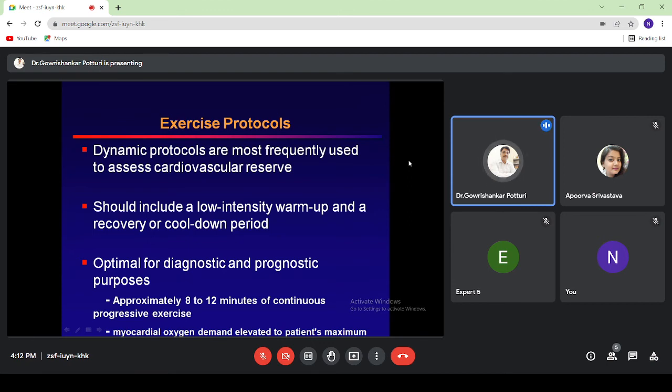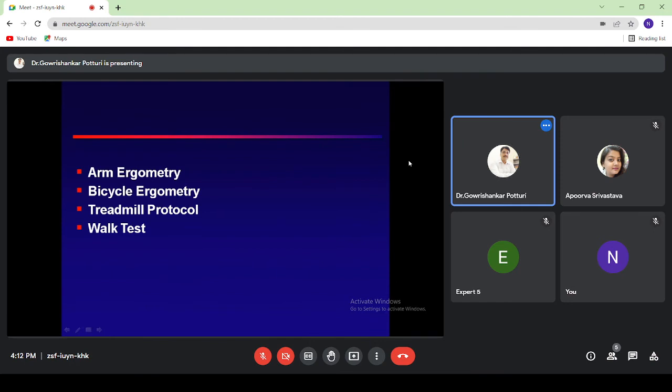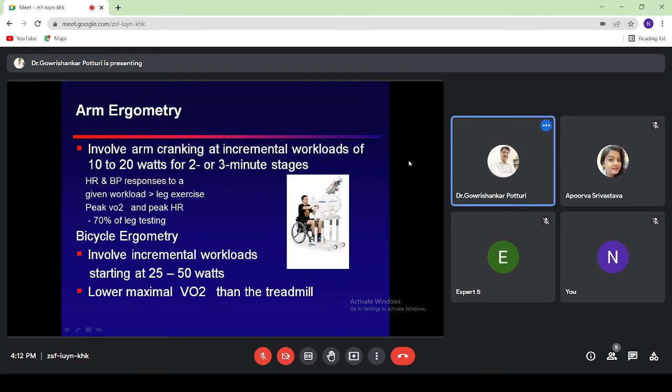Approximately 8 to 12 minutes of continuous progressive exercises are given. Myocardial oxygen demand is elevated to the patient's maximum. It can be checked by arm ergometry, bicycle ergometry, treadmill protocol, or walk test. Arm ergometry involves arm cranking at an incremental workload of 10 to 20 watts for 2 to 3 minute stages.